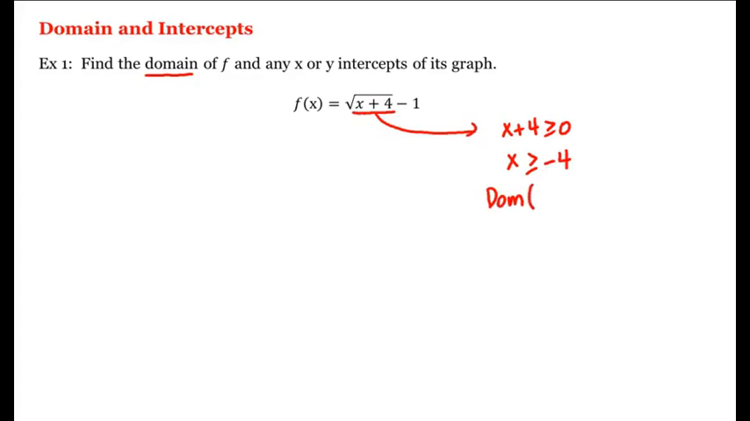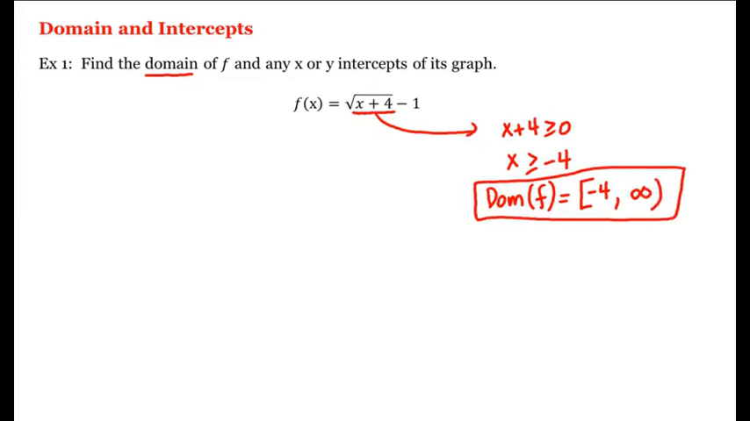So let's write that in interval notation. Domain of f is equal to, x has to be greater than or equal to -4, so close bracket at -4 up to infinity, which would be the domain. Now what about the intercepts of its graph? Well, let's let y equal f of x. In other words, y is equal to the square root of x plus 4 minus 1.